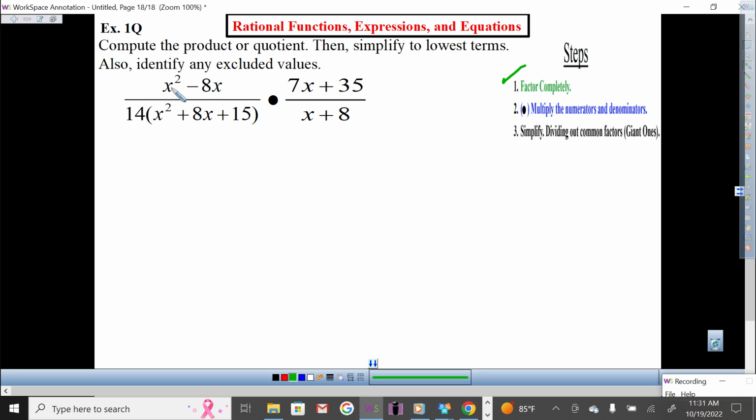All right, Diego, Romo, first numerator, is it in standard form? Is there a GCF? What is it? Yes, x, and we're left with x minus 8. Let's go. All right, we have 14 on this one. How do we factor 14? Well, it's 2 times 7, okay?